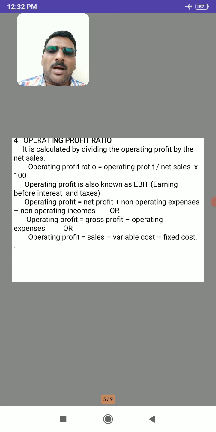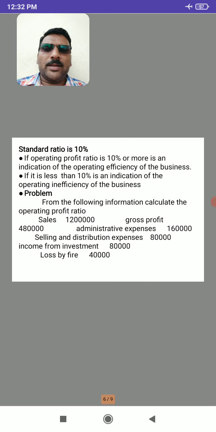And there is another equation to calculate operating profit, that is sales minus variable cost minus fixed cost. From the sales, variable cost and fixed cost are deducted. After deducting variable cost and fixed cost, you will get operating profit. So the standard ratio that the firm is to maintain is 10%.